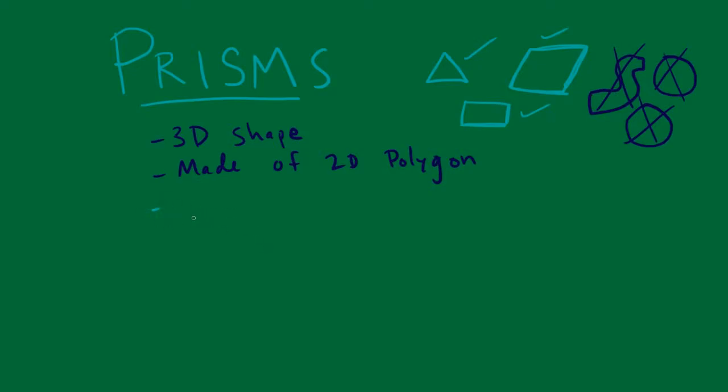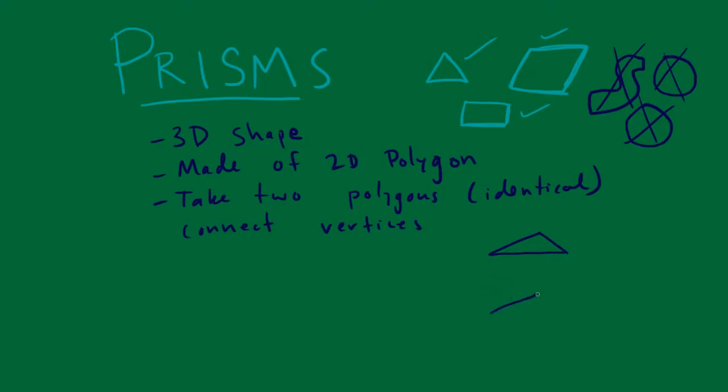The idea of a prism is that we take two polygons, and these are identical polygons, I should point out, and connect the vertices. This is really all a prism is. So I'm going to start off by taking two of the same polygons. I'll choose a triangle for this one, and here are my two identical polygons, and the idea is that I'm going to connect all the vertices.